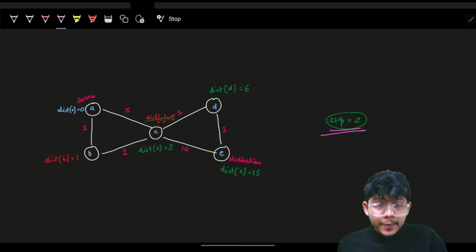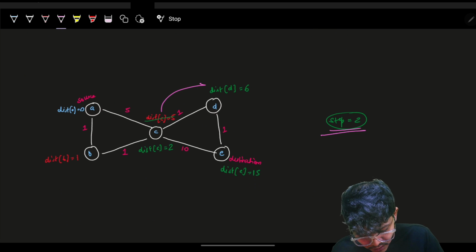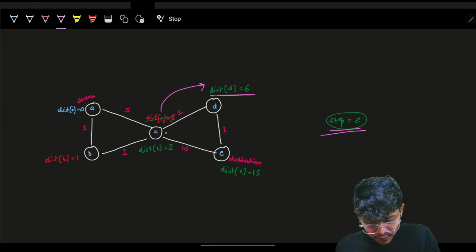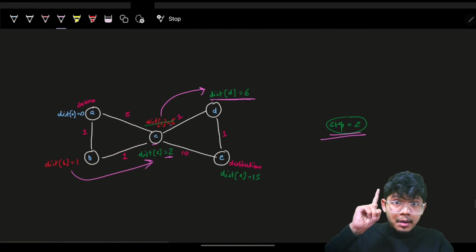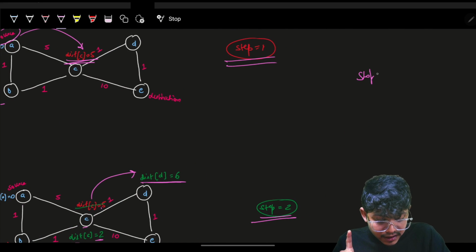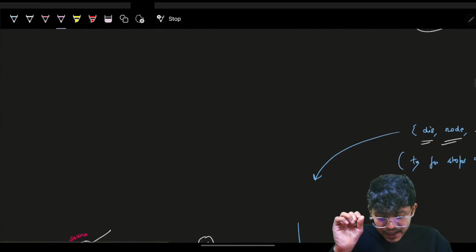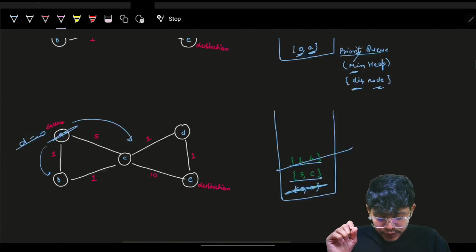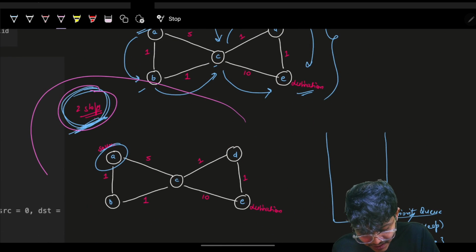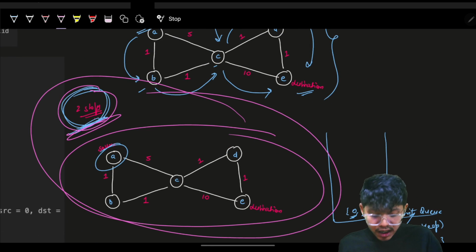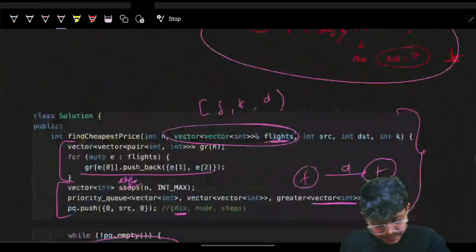Same way at step 2, your distance of D will become 6 from 5, and your distance of C will become 2 at step 2. Again remember, the example which I took, the same example I am taking again and again for Dijkstra's also and for priority queue also. So again it is 2 stops and the same graph, 2 stops in the same graph, right?